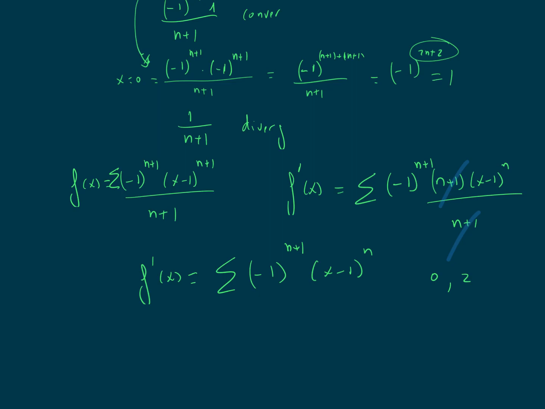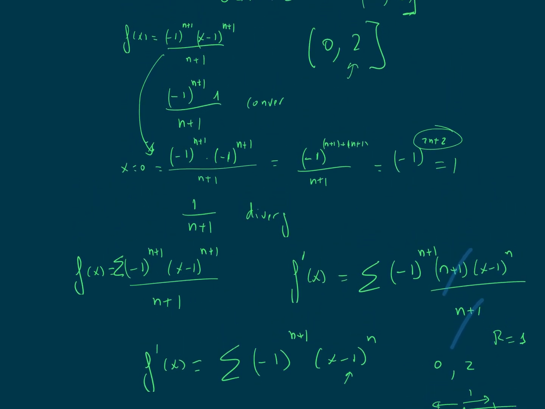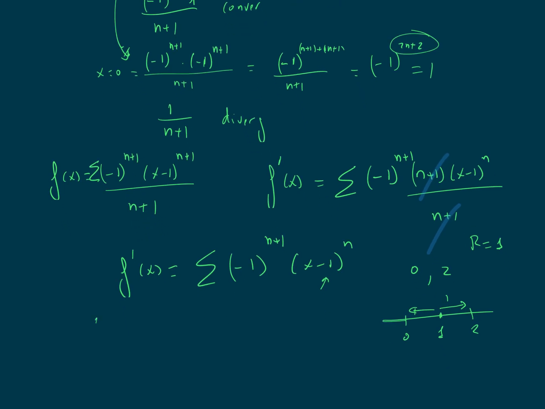The power series is centered at 1. So the radius of convergence is 1, because the interval is 0 to 2 and the power series is centered at 1. But now we don't know if we lose an endpoint. So the original series converged on the interval from 0 open to 2 closed. So I want to see if I will lose this point.